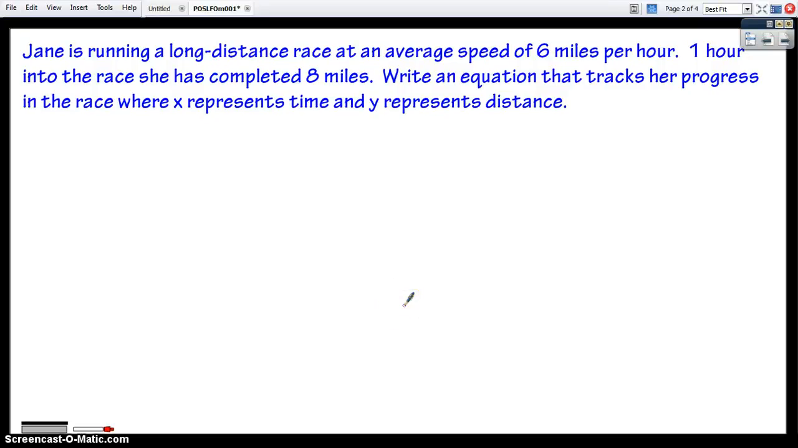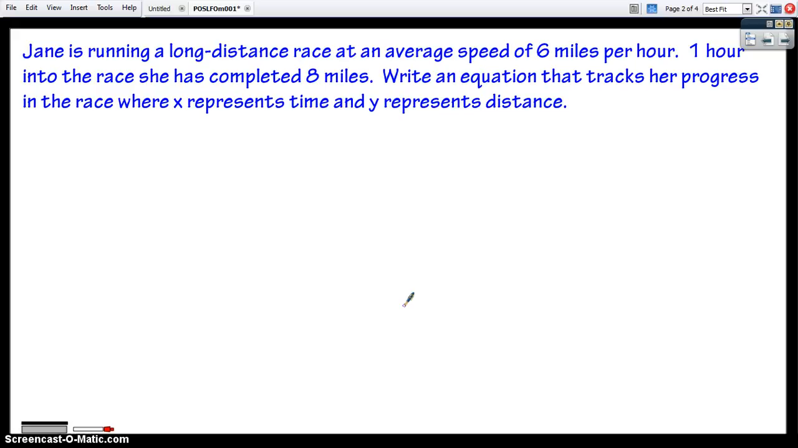So in this video, what we're going to take a look at is a situation where point-slope form of an equation would make sense. Here we've got Jane. Jane is running a long-distance race at an average speed of 6 miles per hour. Now, when she began the race, 1 hour into the race, she had completed 8 miles.